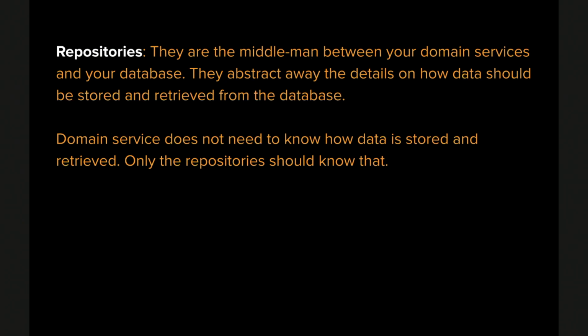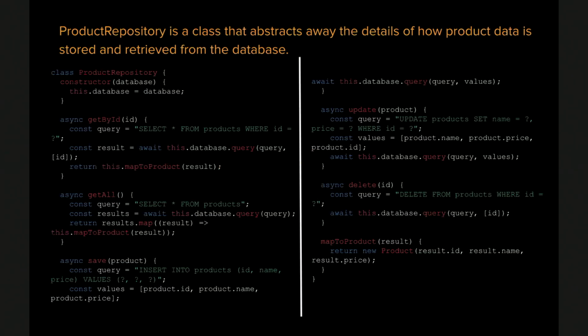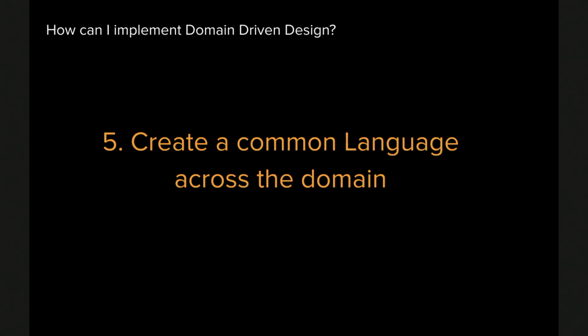Now, here's an example of repositories. We have a product repository. It gets product by ID, gets all, updates, deletes. All these are SQL queries. This is an example of repositories. These are communicating directly to the database. So once you have modeled your domain like that, you then create a common language across the domain.